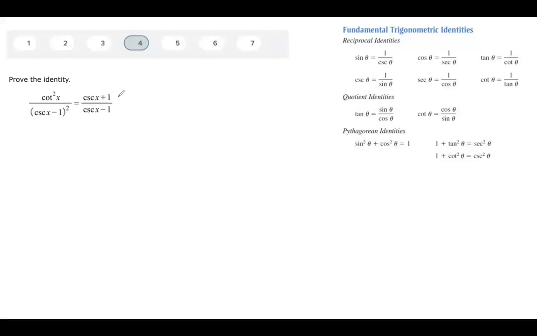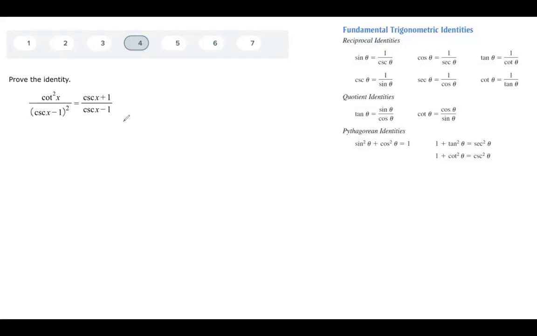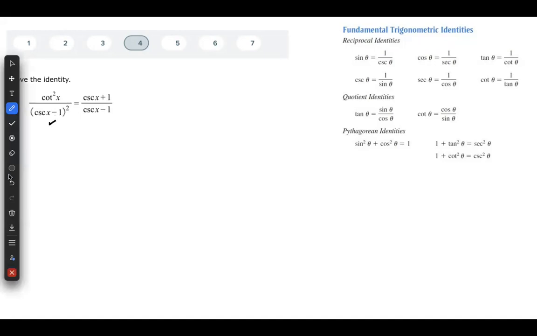Now, if you notice on the right-hand side, it only involves cosecant and 1 and minus 1. So down here, we already have cosecant. What about focusing on the numerator of the left-hand side? And let's find a way to turn a cotangent into a cosecant. Once again, this identity allows you to turn cotangents into cosecant if you simply rewrite it as cotangent squared of x equals cosecant squared of x minus 1.